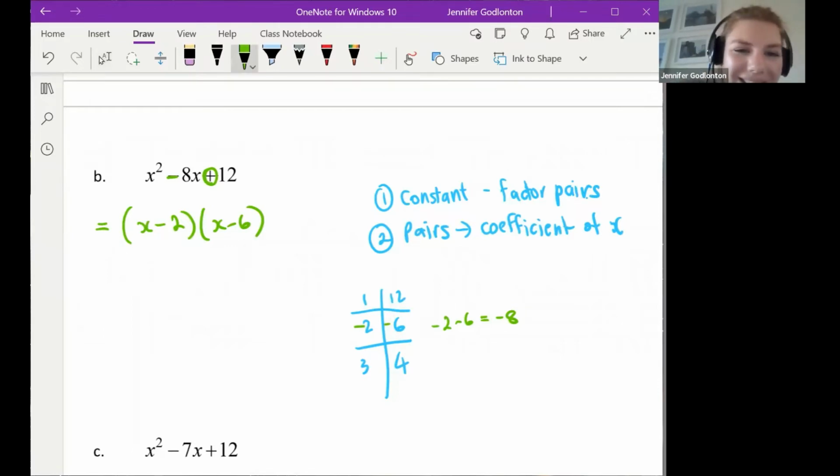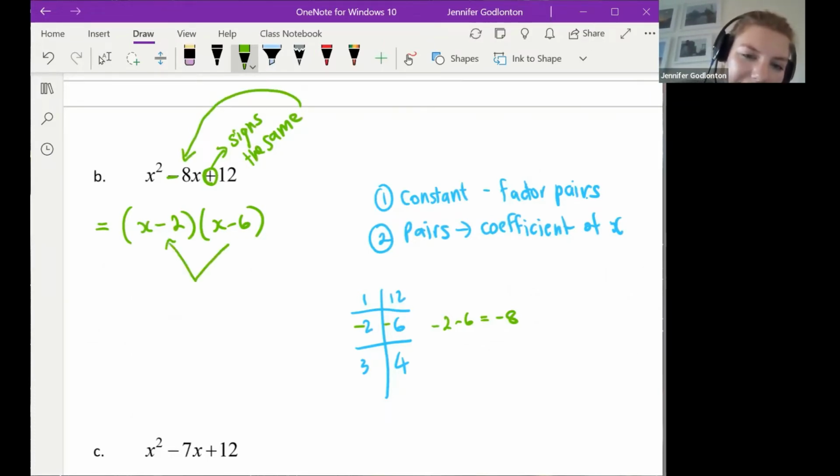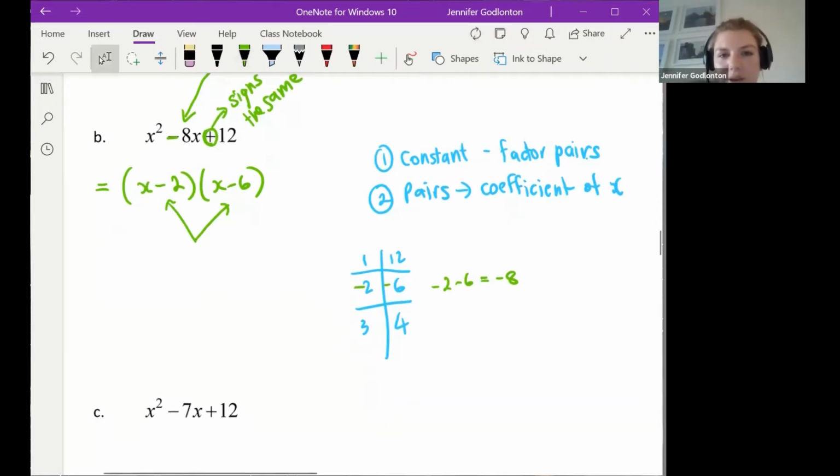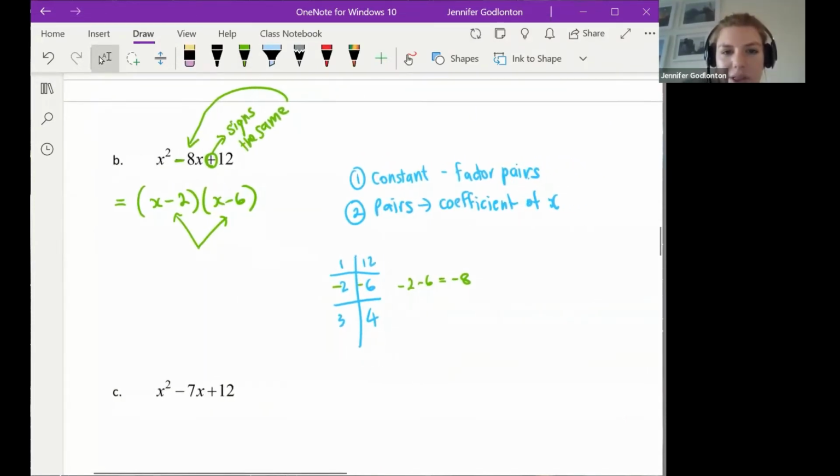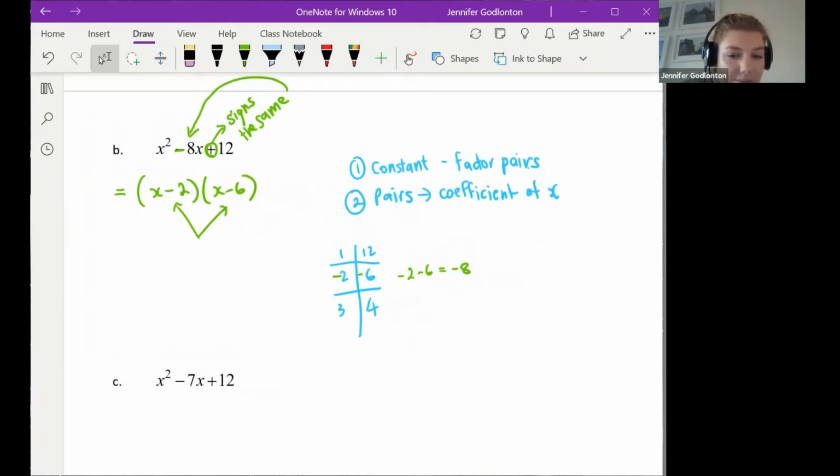Okay, so guys, let's just write here what this means. Because this is a plus sign, it means my signs are going to be the same. The signs will be the same, and they will be the same as that guy. So both of my signs are the same, and they're both going to be negative in this case. And if you wrote it x minus 6 and then x minus 4, that's also 100% fine. Okay, have a look at C then.